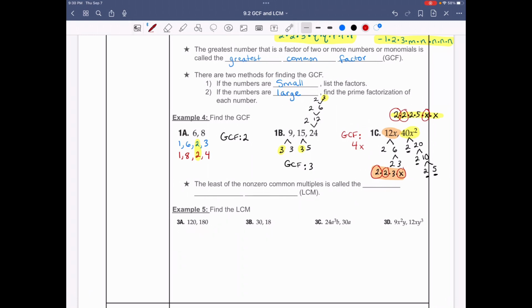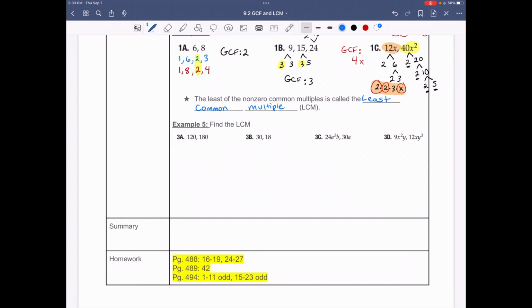Okay, this next part says the least of the non-zero common multiples is called the least common multiple. So we teach these together, but they're a little bit different. Greatest common factor and least common multiple. When we're looking for the least common multiple, sometimes it's helpful to start with a factor tree. So I'm going to do the factor tree for 120.